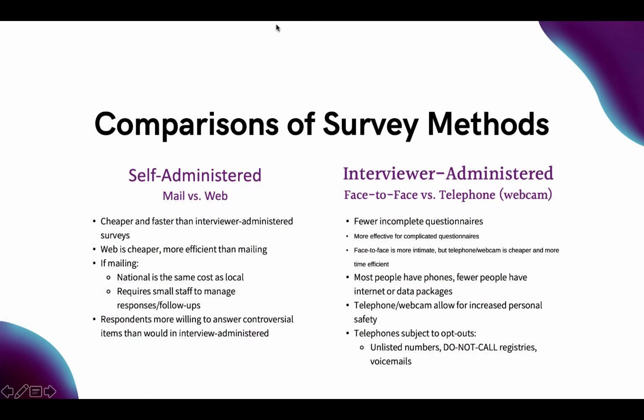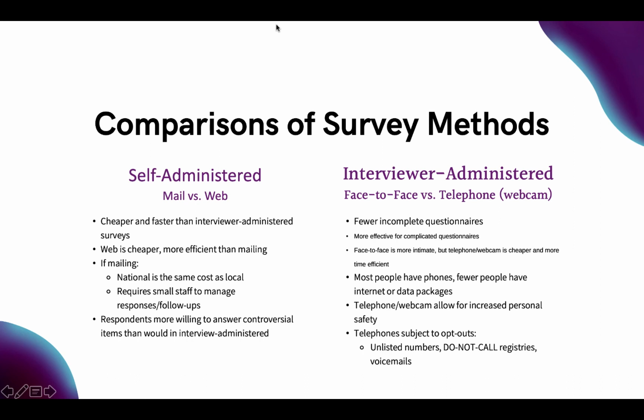If we wanted to compare self-administered surveys to interviewer-administered surveys, we can get a better picture of what will work best for our research question. For self-administered surveys, we know that they're going to be cheaper and faster than interviewer-administered surveys because we don't have to pay an interviewer, we don't have travel expenses or anything like that. Between mail and web, we know that web is cheaper than mailing because we don't have to deal with costs for paper or stationery or follow-up mailings.